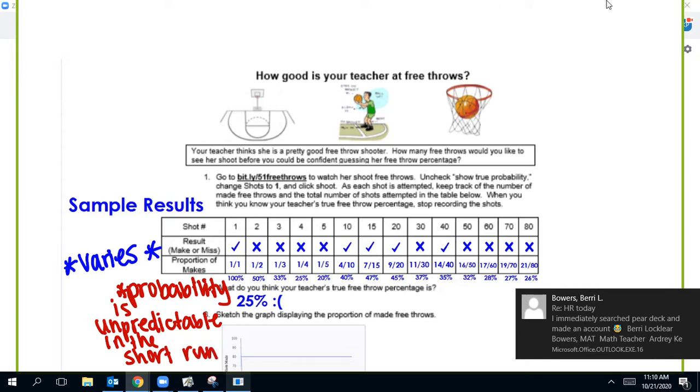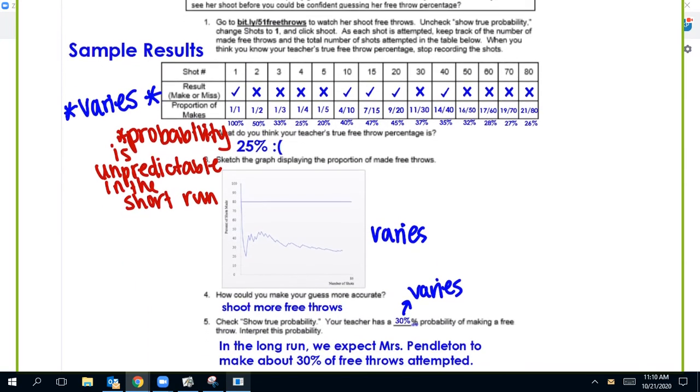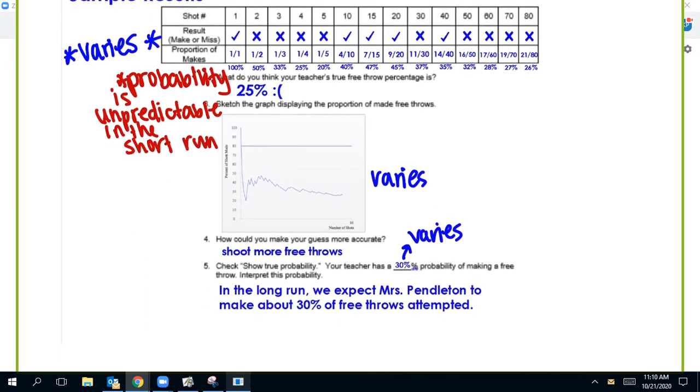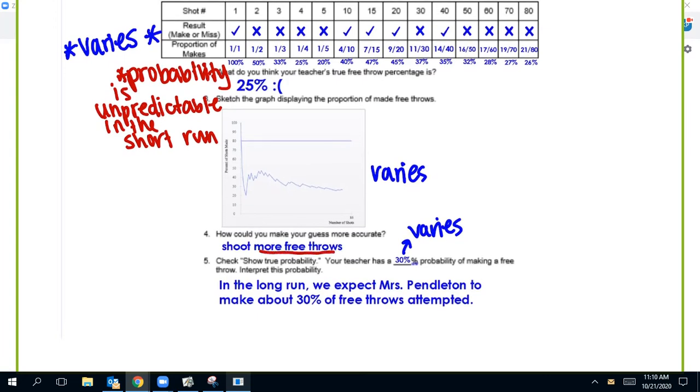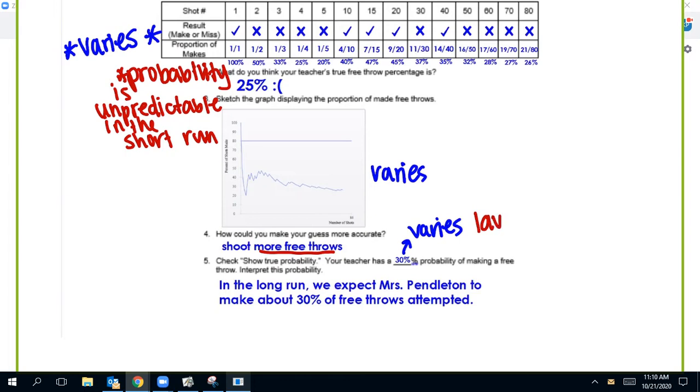And so that is our first thing to keep in mind. Probability is unpredictable in the short run. And then if I want to make a good estimate, then I can do it more and more and more. So the answer to number 4 is shoot more free throws. That's an example of the law of large numbers.